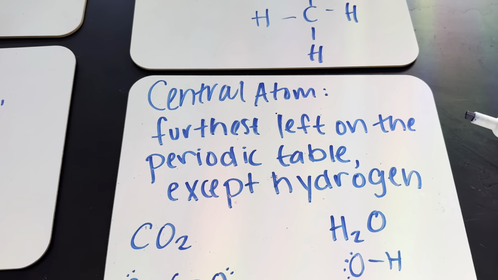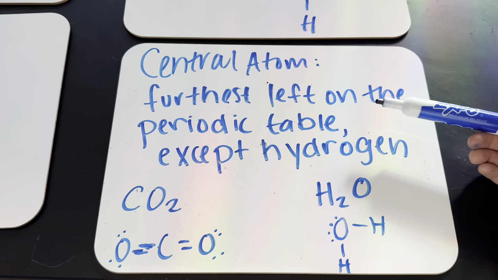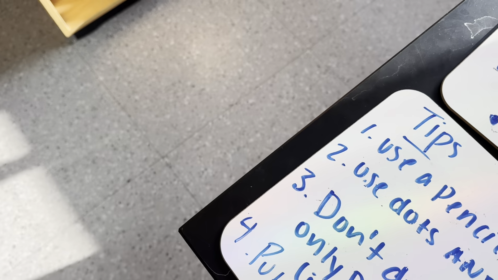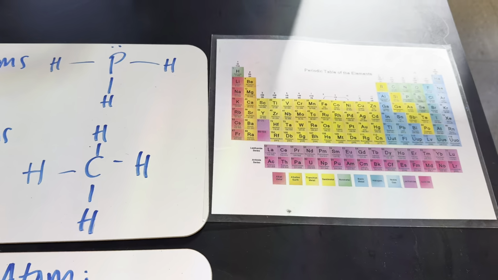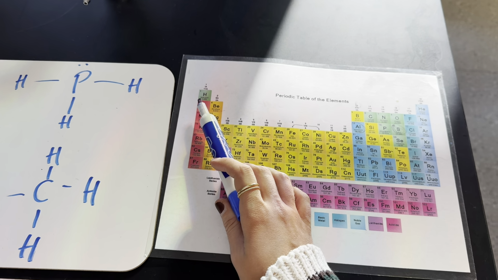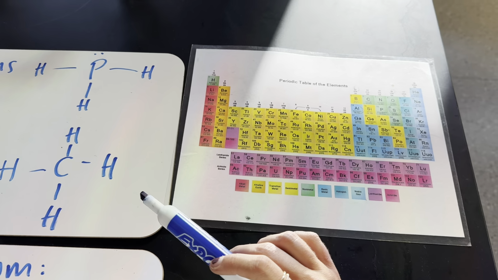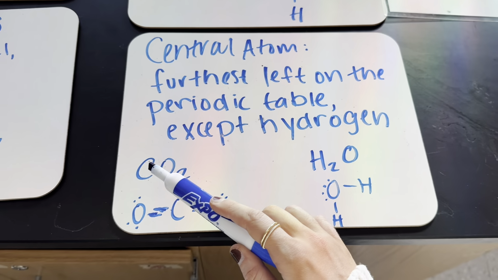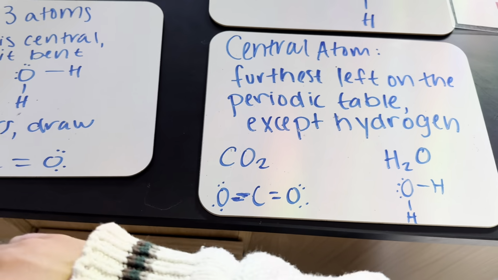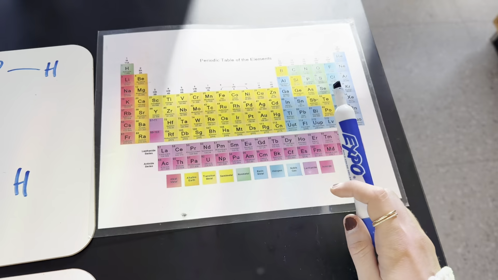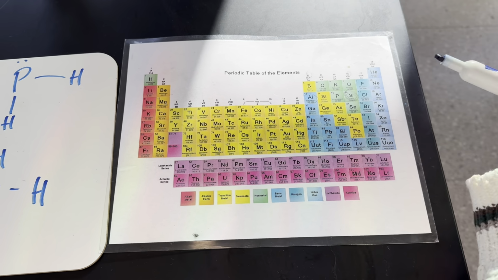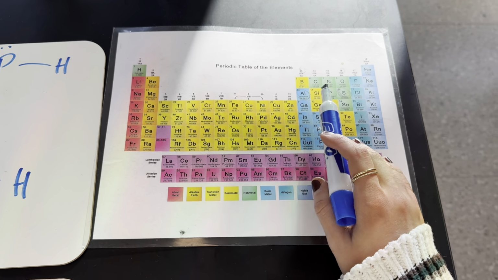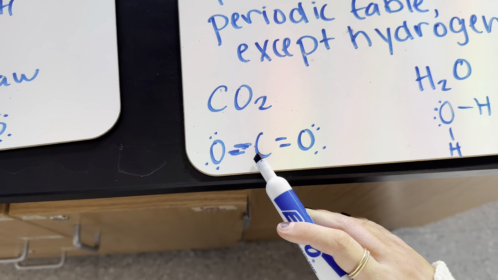Okay, to figure out the central atom, you need to look at the furthest left on the periodic table, except for hydrogen. So when I look at my periodic table, hydrogen is the furthest left on the periodic table. However, hydrogen only needs 2 electrons, so it's never going to be the central atom. So if I'm looking at CO2 and I have to draw CO2 by myself without the template that I've given you, then I need to look at C and I need to look at O. And whichever one is furthest left is going to be the central atom. So C is further left than O. So that's why I drew C in the middle.